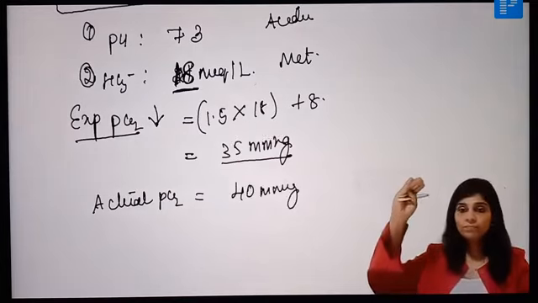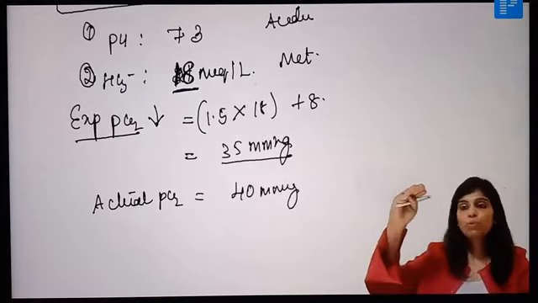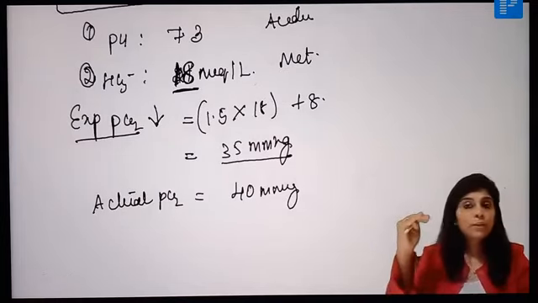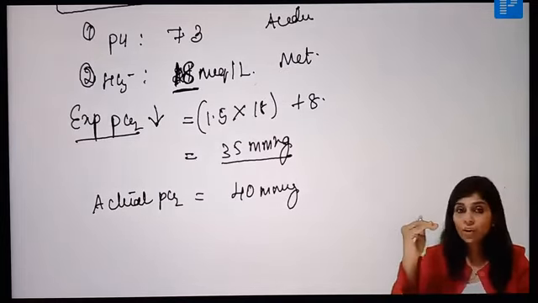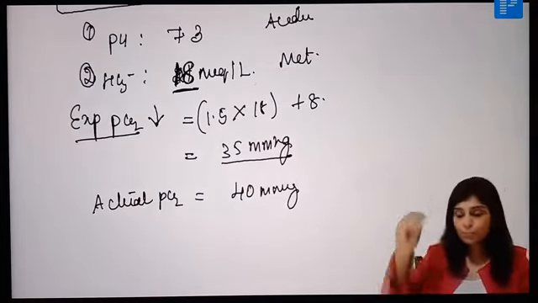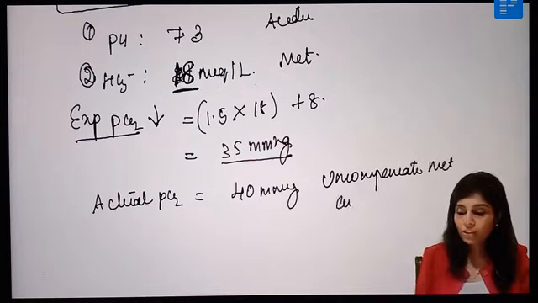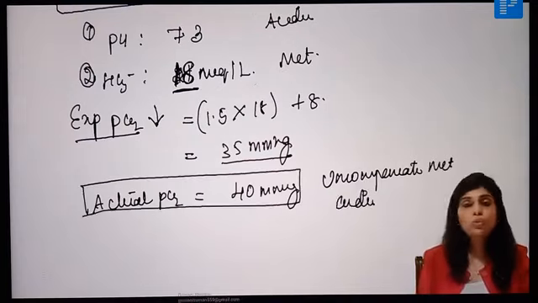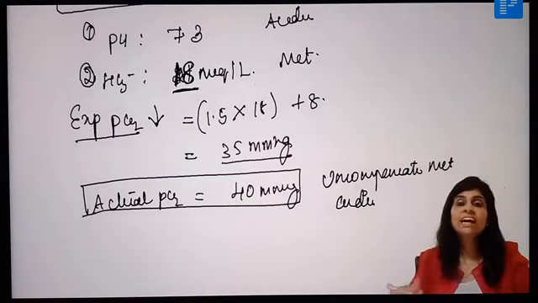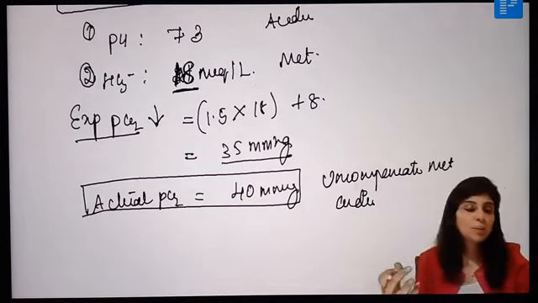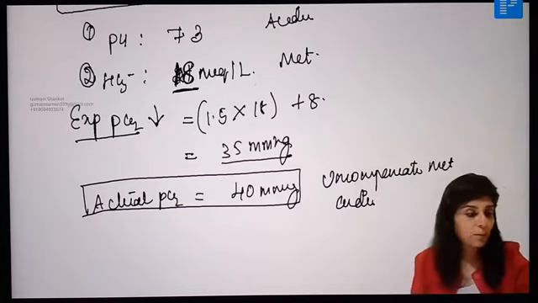From 40, you expect the PCO2 to have declined to 35. That is expected. But you see that it has not declined at all. It is still 40, which means it is uncompensated. It means it is uncompensated metabolic acidosis. If the ABG report shows an actual PCO2 of 40 millimeters of mercury against the expected decrease to 35, then your answer would be uncompensated metabolic acidosis.